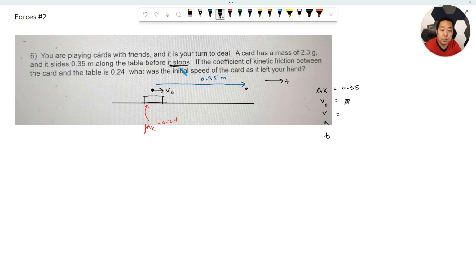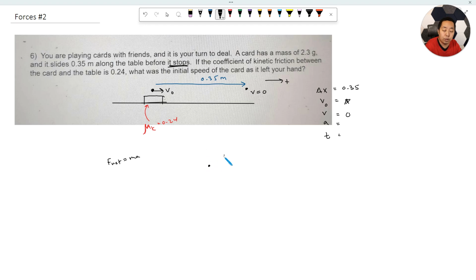We know it stops, so the final velocity is 0, and we don't know the acceleration or the time. Unfortunately, we cannot use kinematics yet, because I need one more piece of information. In kinematics I need to know 3 quantities to solve for the others, and I only know 2. So we can find the acceleration, and that's where forces come into play, because F net equals ma.